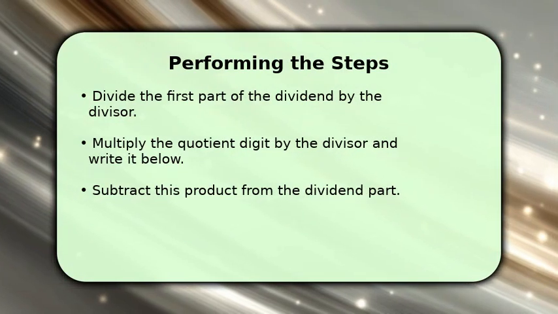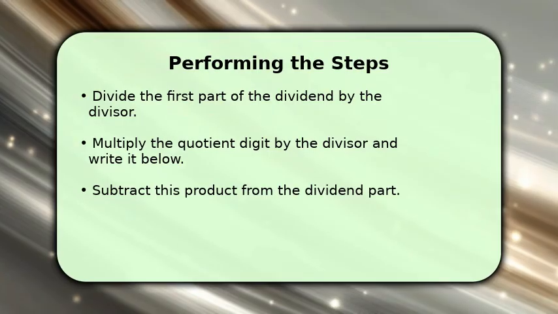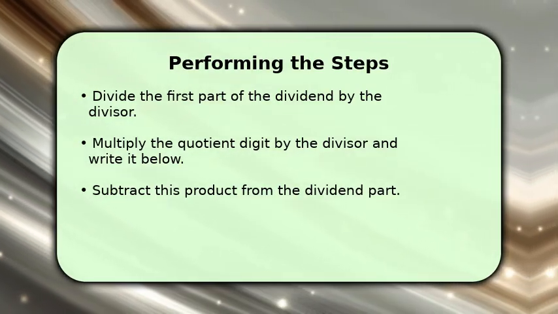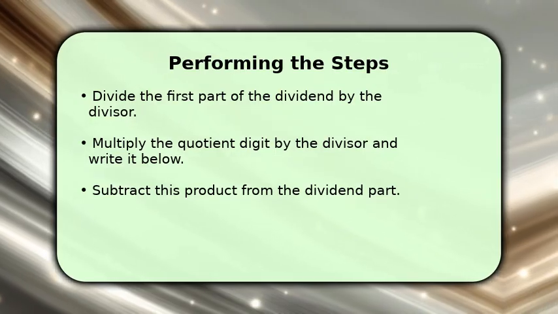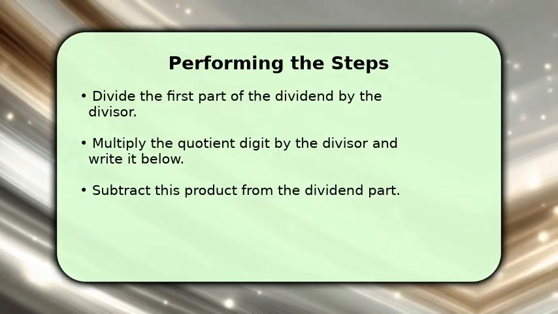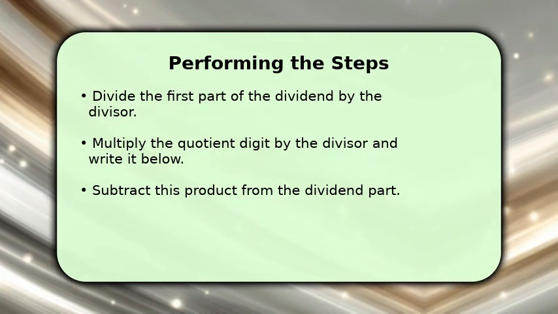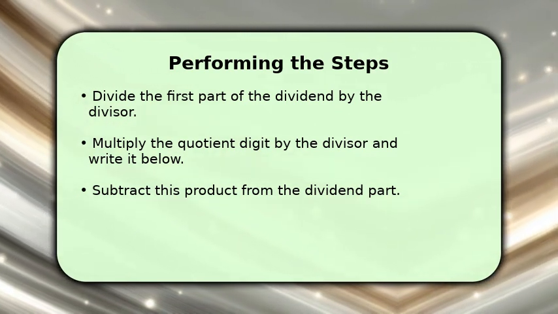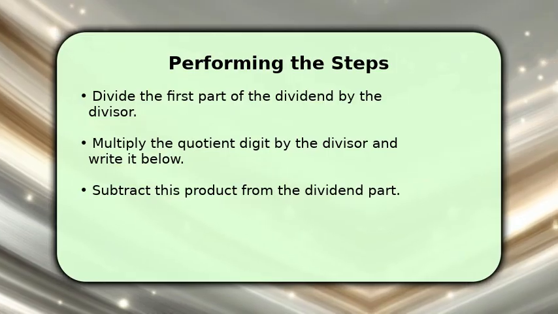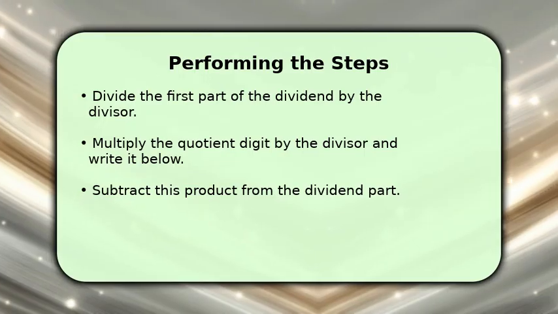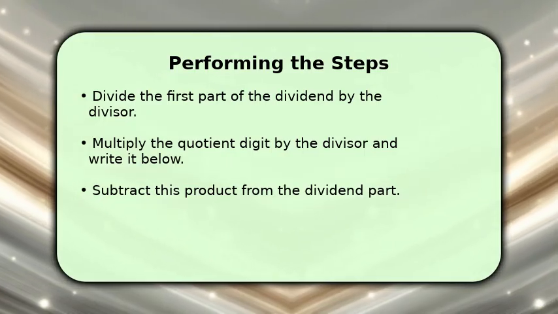Now, let's perform the core division steps. Start by dividing the first digit or 2 of the dividend by the divisor. Write the result, the quotient digit, above the dividend. Next, multiply this quotient digit by the divisor and write the product directly below the part of the dividend you just used. Subtract this product, then bring down the next digit from the dividend to continue the process.